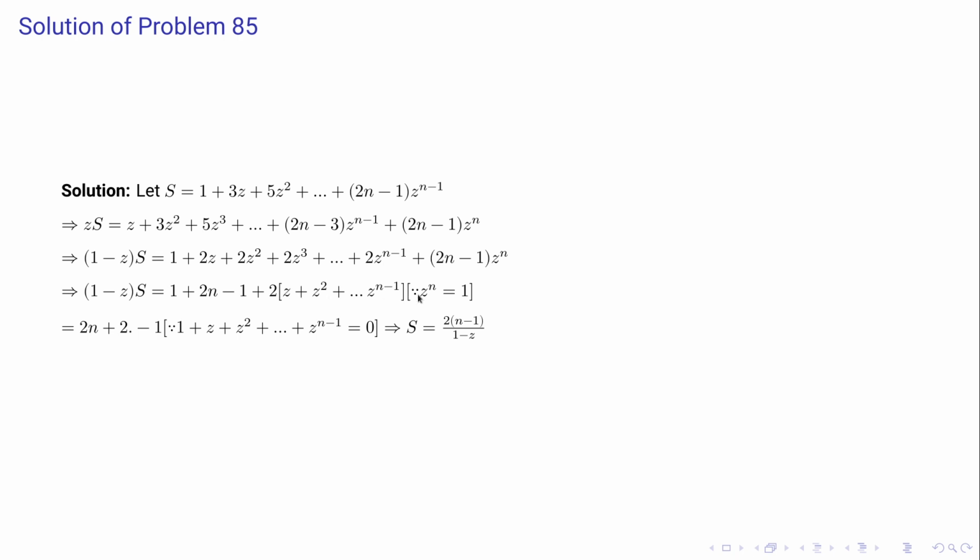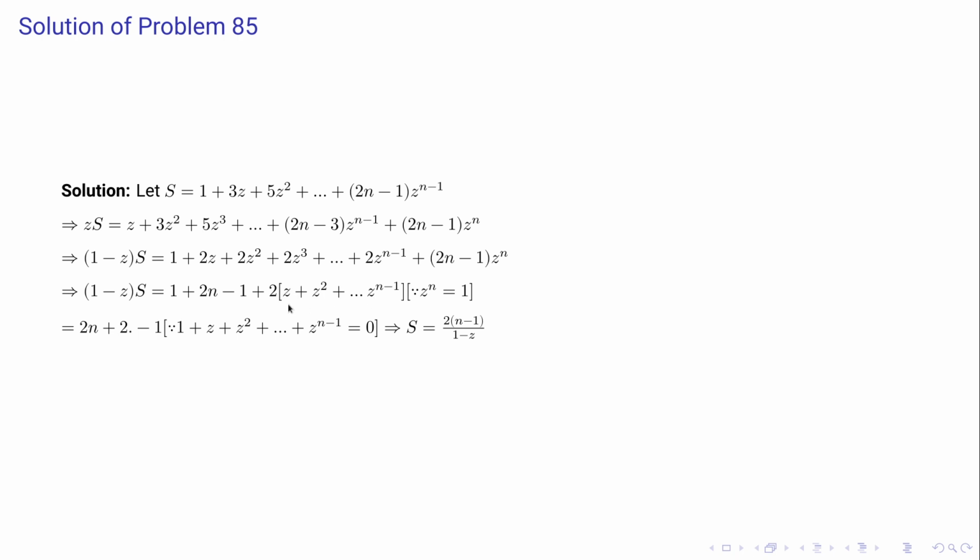So since z to the power n is equal to 1, so the sum of all these roots would be 1. Let me think. So no, this is wrong actually. This would be minus 2 actually. Yeah, because 1 plus z squared up to z to the power n minus 1 would be 0. So this would be minus 1.